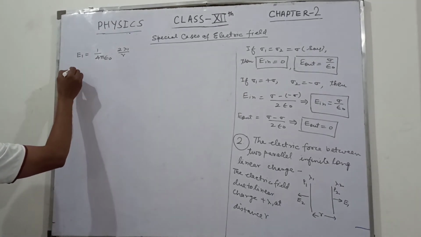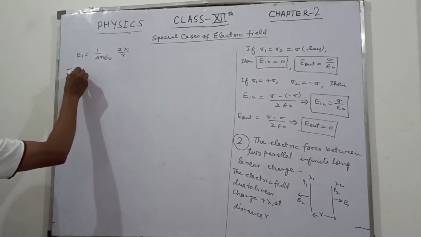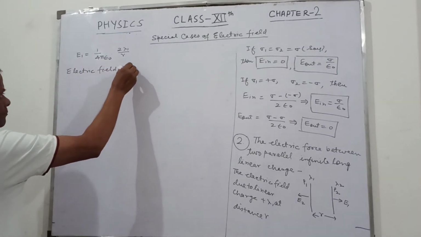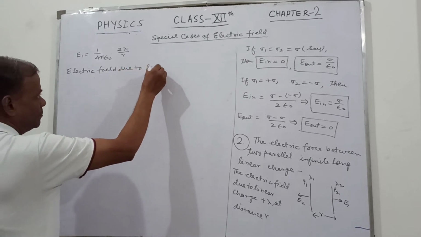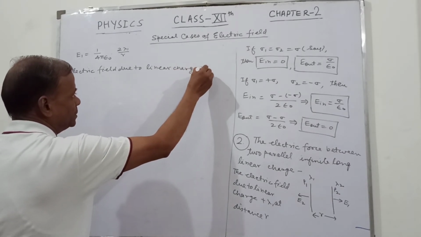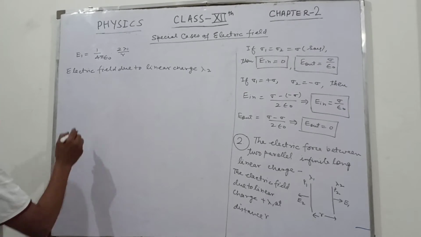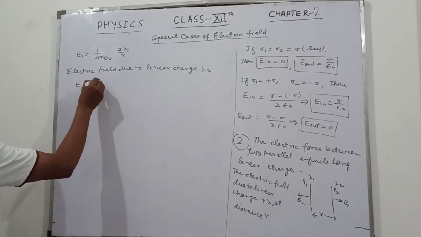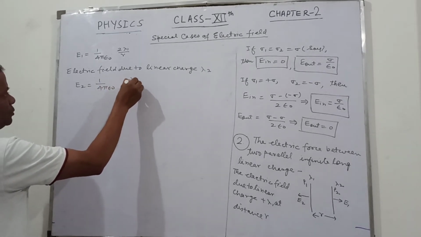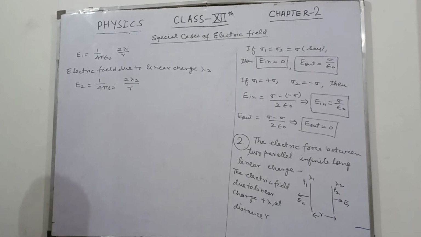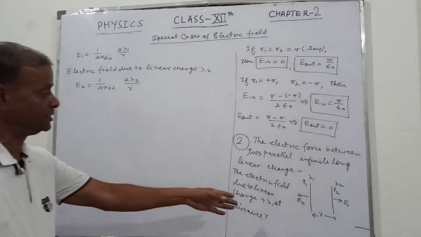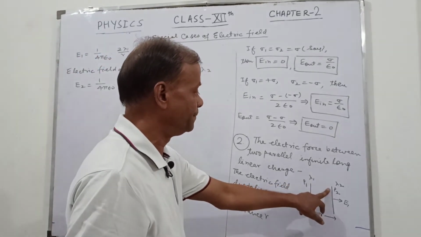Similarly, the electric field due to linear charge lambda 2, this E2, is equal to 1 upon 4 pi epsilon naught into 2 lambda 2 upon r. Now we will find the force either on P1 or on this P2.